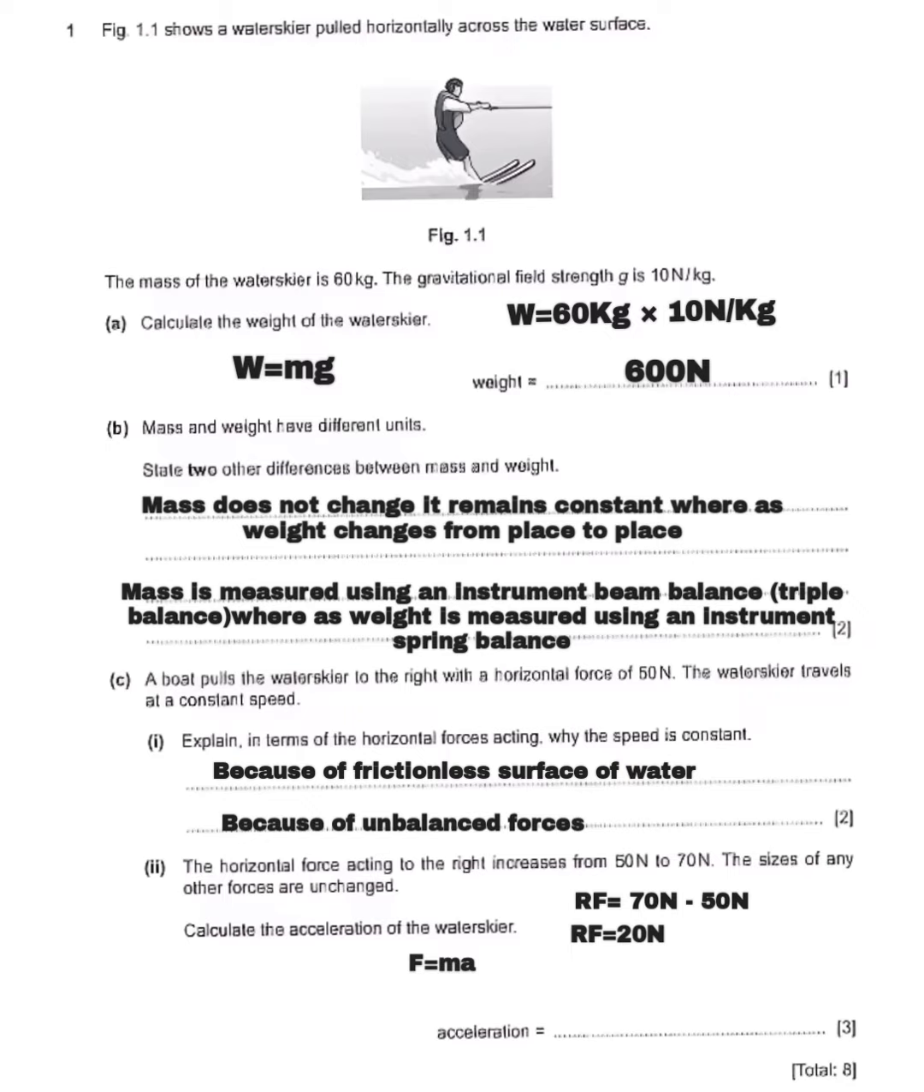The mass of the water skier here is 60 kg. So I'm going to say 20 newtons, which is the force, is equal to the mass, 60 kg, multiplied by acceleration. Since I'm finding acceleration, I'm going to divide by 60 kg on both sides. Then the answer for the acceleration is 0.3333. Let me just round it off: 0.33 meters per second squared.